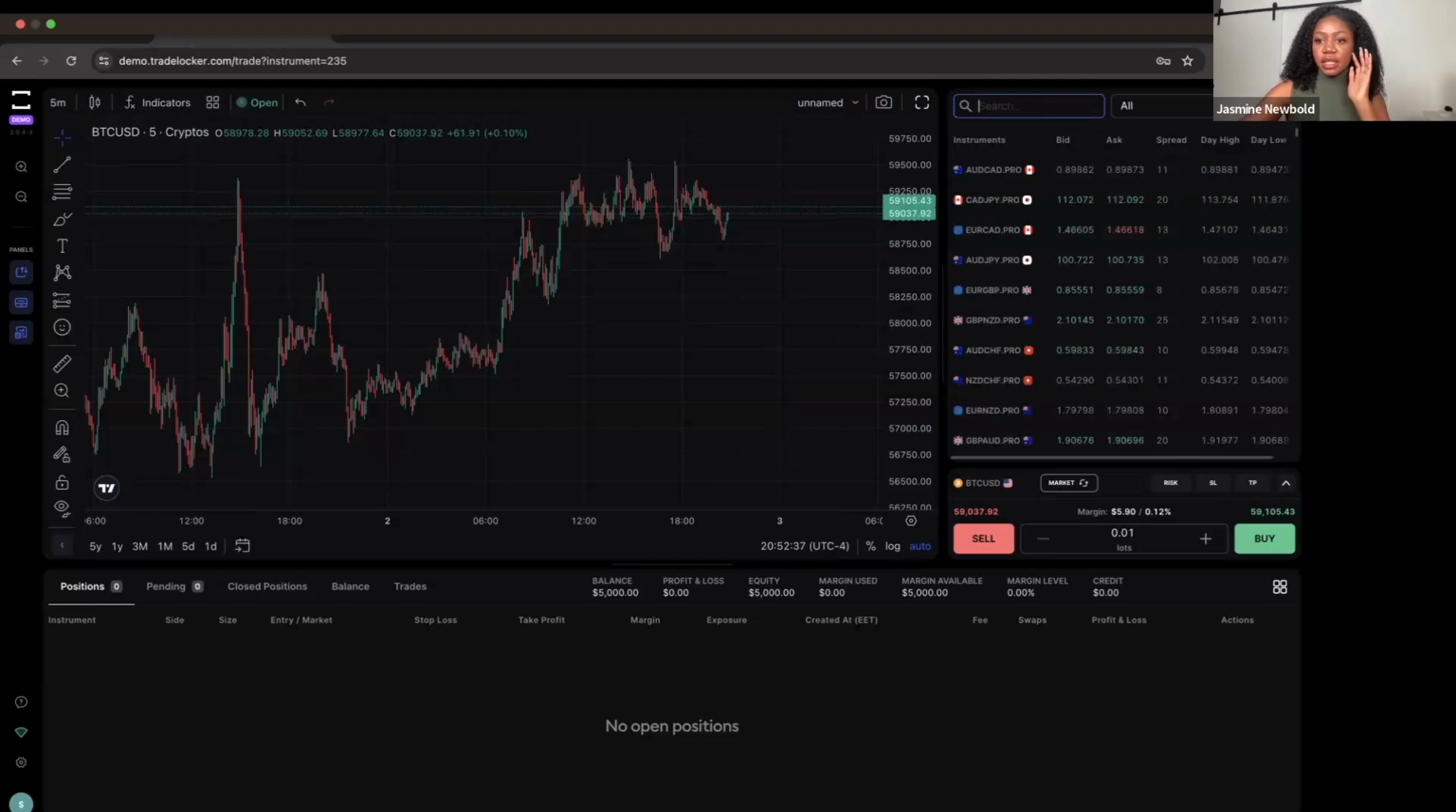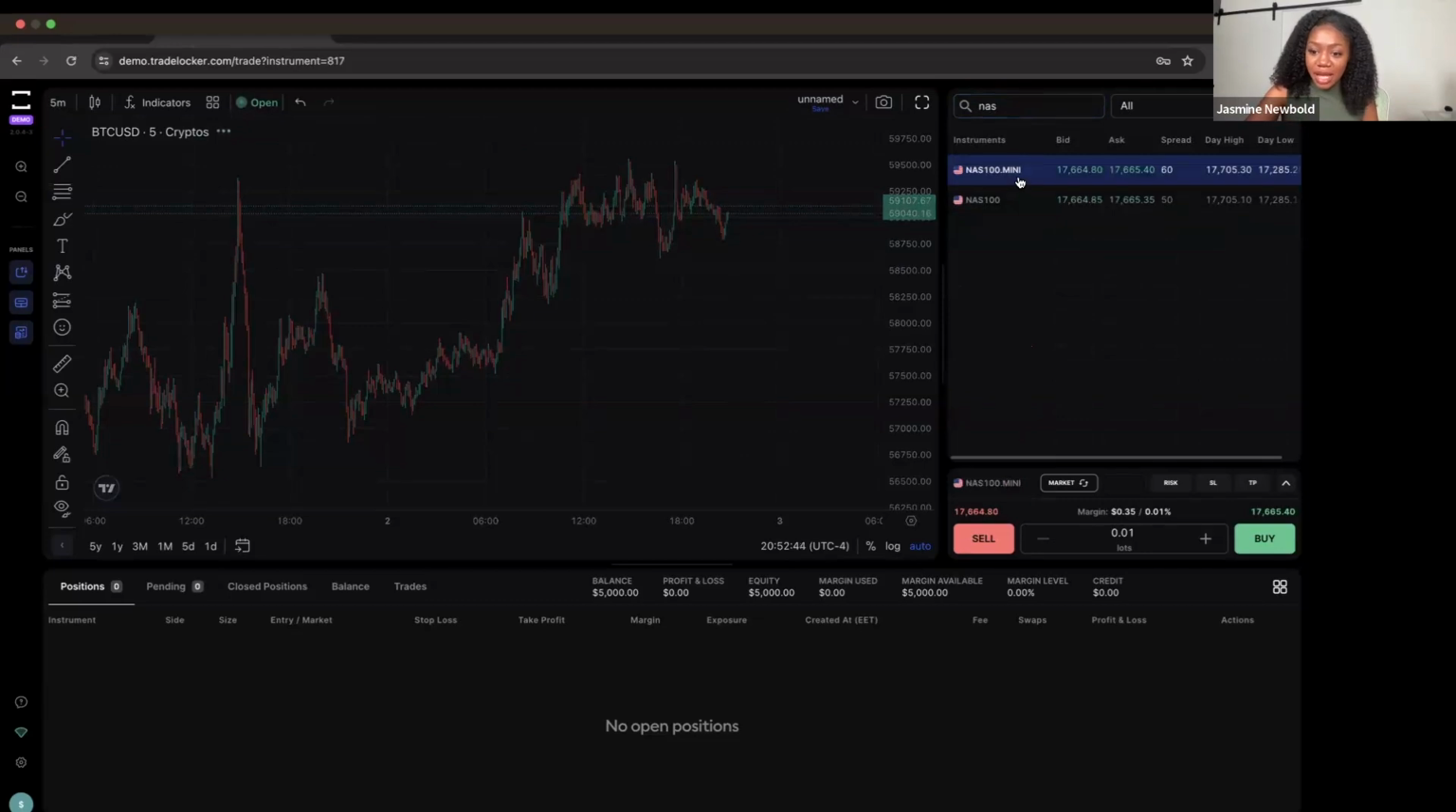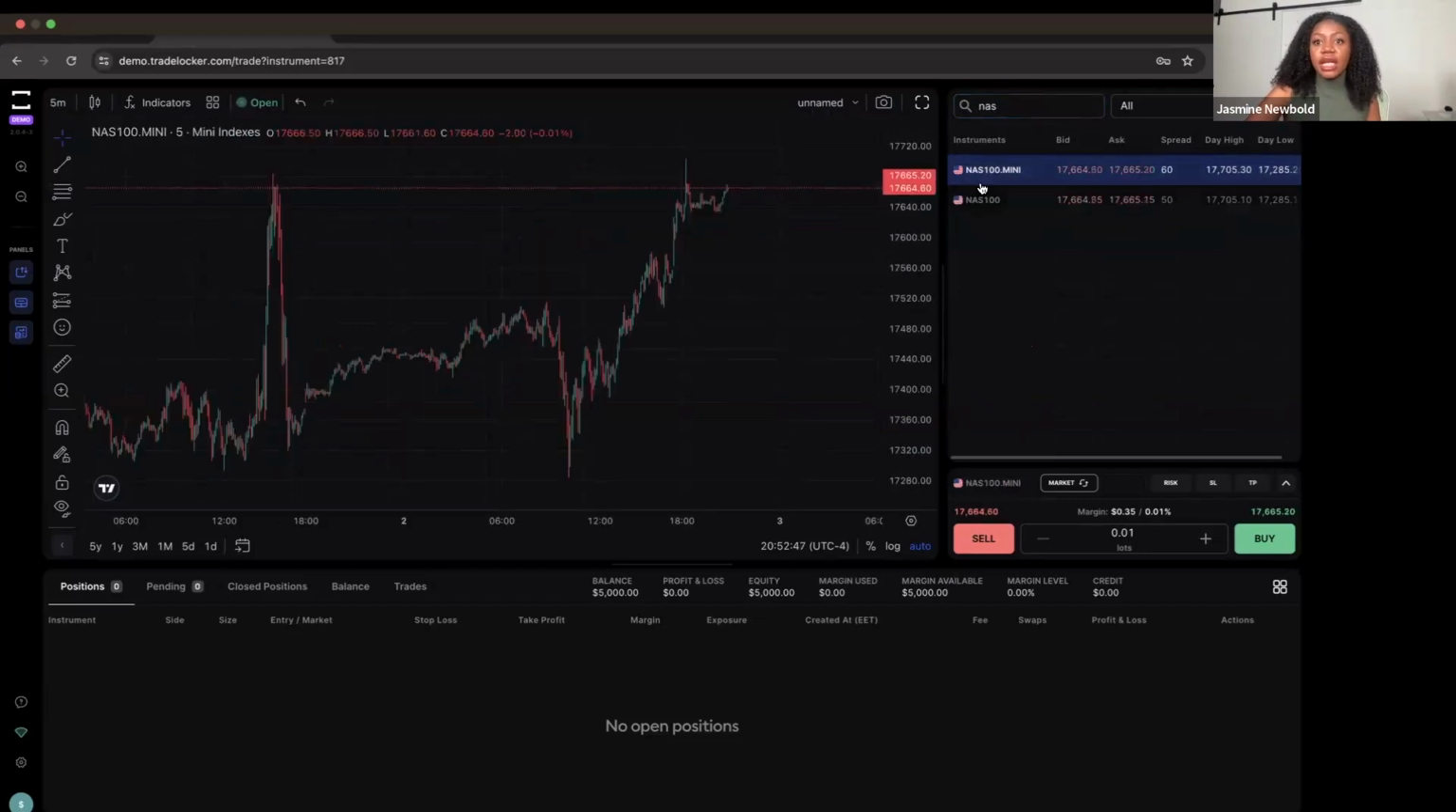Let me show you guys NAS Mini. So just type in NAS and you're going to see NAS 100 and then NAS Mini. Same exact chart, but NAS Mini is the miniature version. So it is small account friendly, as you can see. 0.01 lot size of NAS Mini is only going to cost you 35 cents to get into. Now, you ain't going to make no money on this, okay? You're not going to make any money on 0.01, all right? So you need to up it so you can make something.